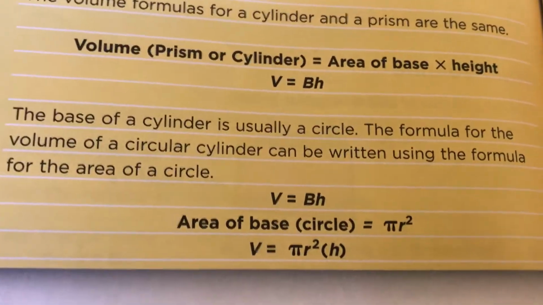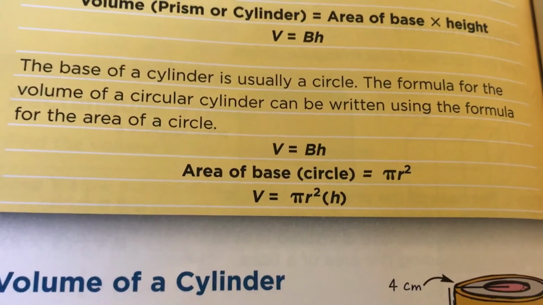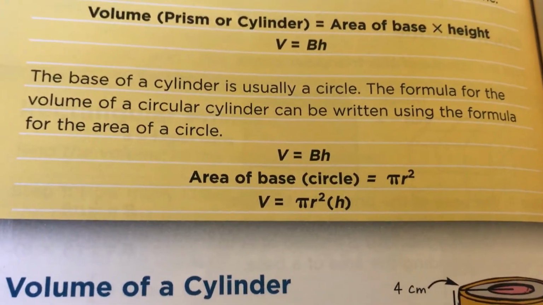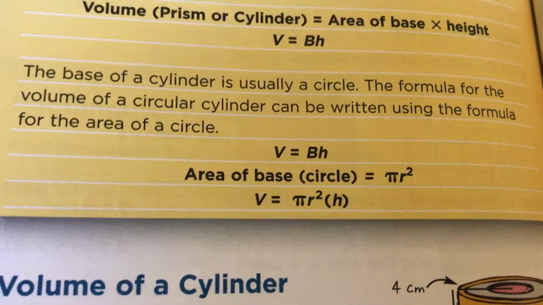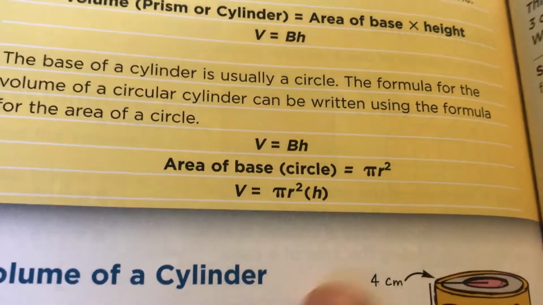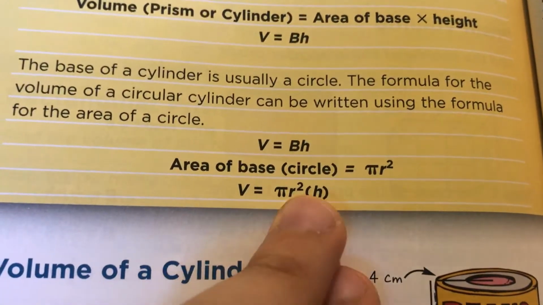The base of a cylinder is usually a circle. The formula for the volume of a circular cylinder can be written using the formula for the area of the circle. V equals BH, or area of base circle equals pi radius squared, so V equals pi radius squared times height.